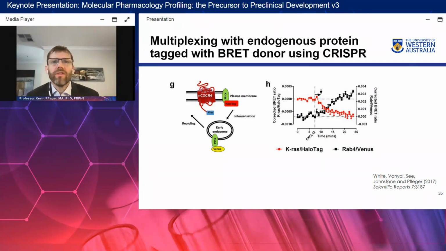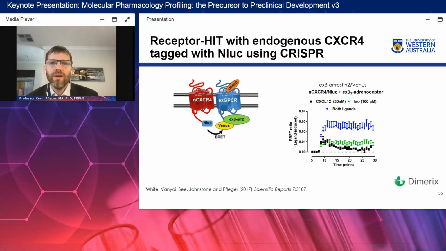And then you can also multiplex. So here we have the Nluc-labeled CXCR4 endogenously, and then we have the KRAS labeled with HaloTag, which is red, and then we have the RAB5, which is labeled with Venus. And using a microplate reader that can actually measure multiple channels, so the CLARIOstar, we actually see this reduction in the proximity to the KRAS, and with the same cells, we can see the increase in proximity to the RAB5 Venus.